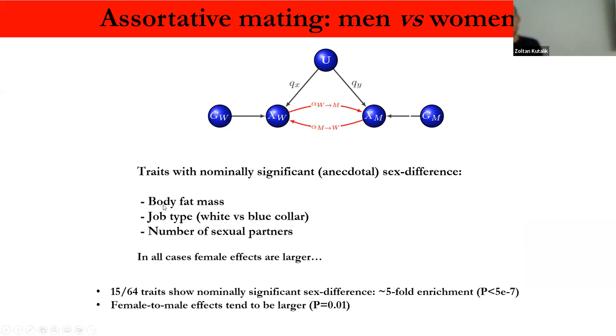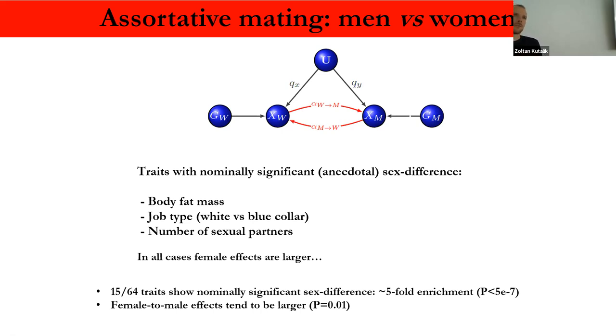What's also interesting is that although the nominally significant ones are not very numerous, 15 out of those 64 traits where we at least see a causal relationship between a trait on female versus a trait on male were nominally significant, so it's almost a fivefold enrichment, which is clearly significant. So although at the individual trait level we cannot pinpoint traits, overall we see a trend that there is a difference. But this difference is probably not strong enough to be detected in this data set. The female to male effects tend to be slightly larger, but again, this is borderline, so I don't want to dwell too much on this. So far, it's not very exciting.